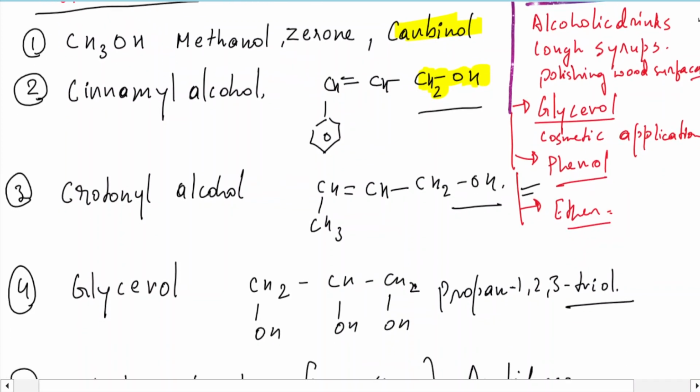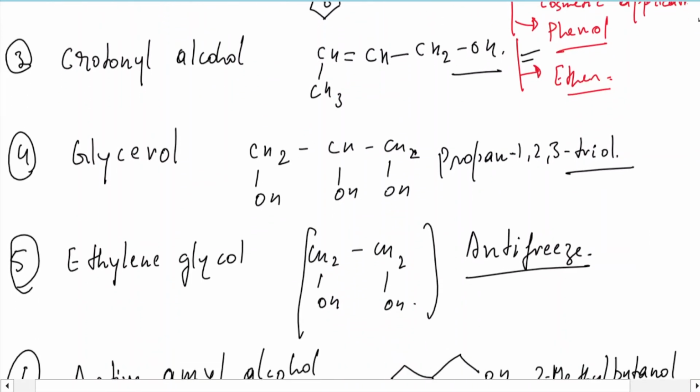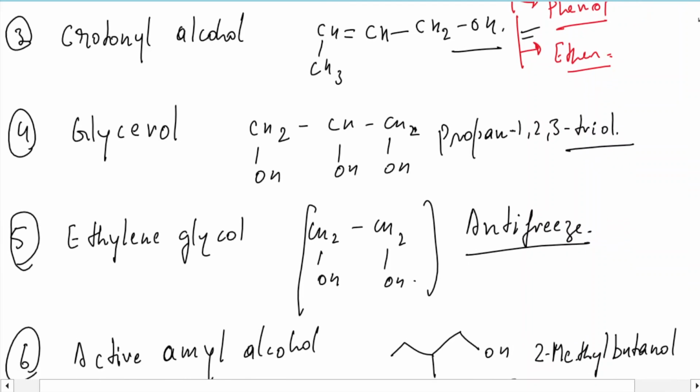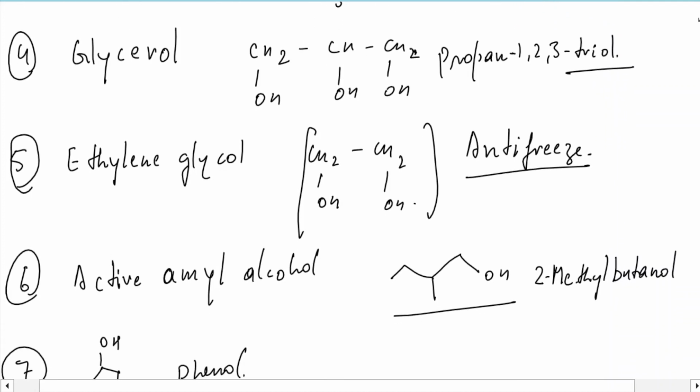Next to this is glycerol. Glycerol is nothing different from propane 1,2,3 triol, and next to this is ethylene glycol. That's an antifreeze, CH2OH, CH2OH. It basically lowers the freezing point of water, which is used in radiators. Next to this is active amyl alcohol. This is 2-methyl butanol.